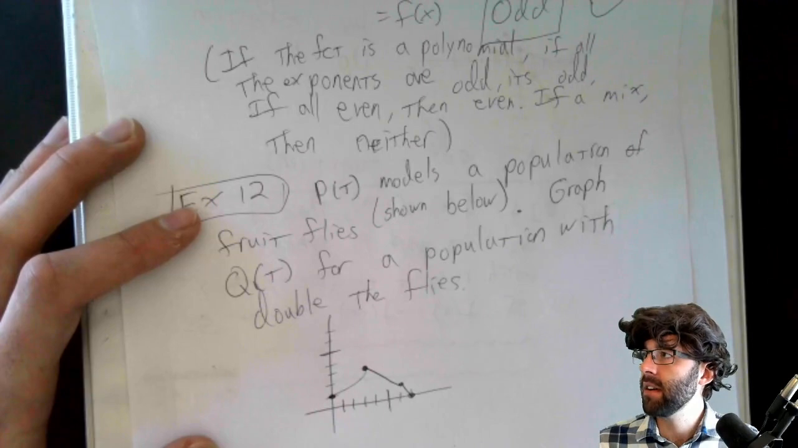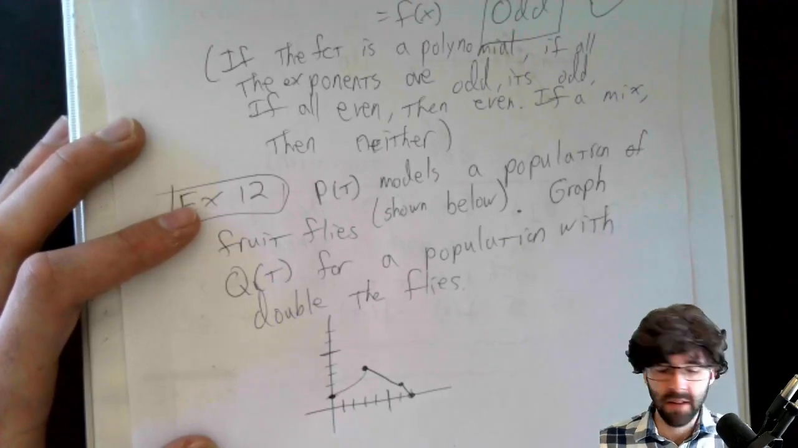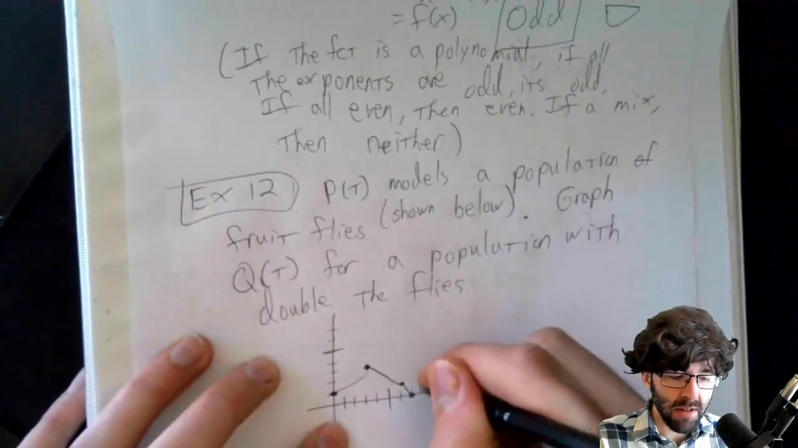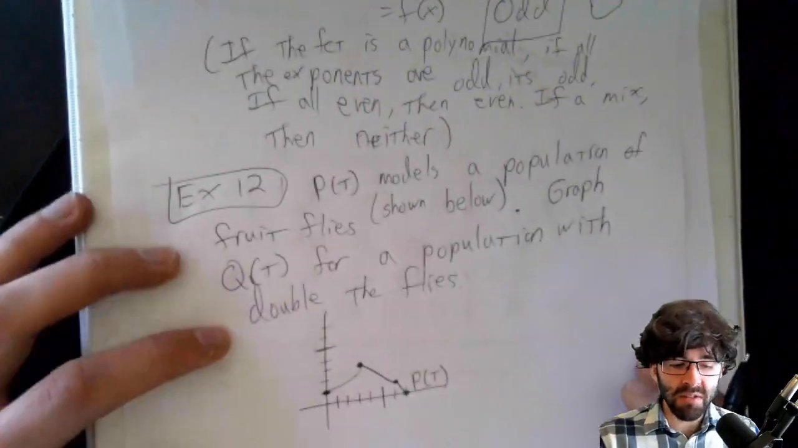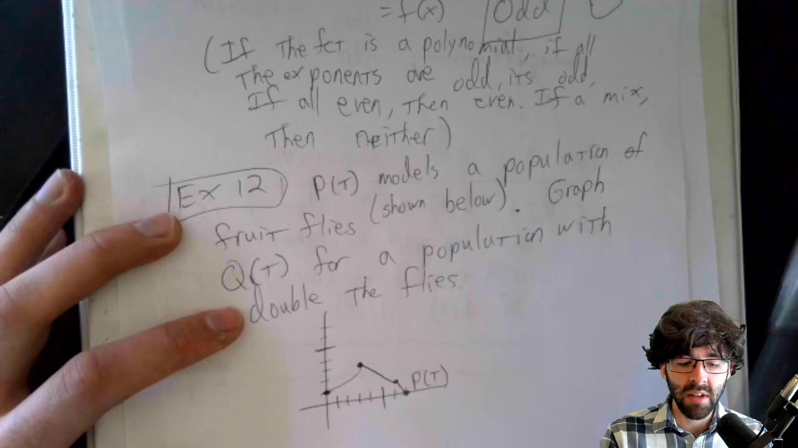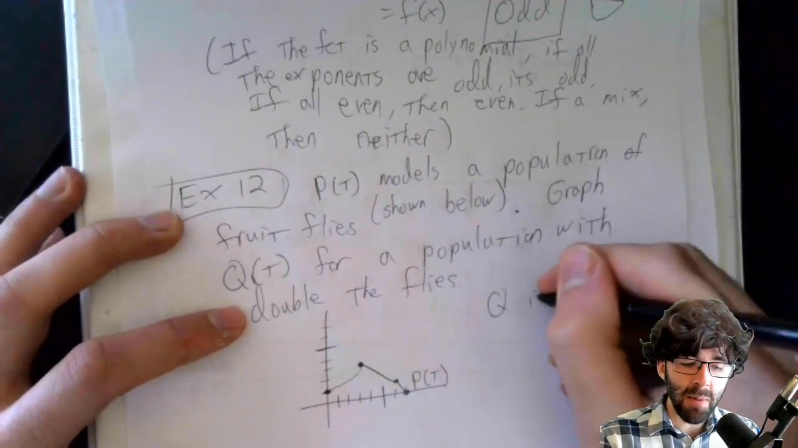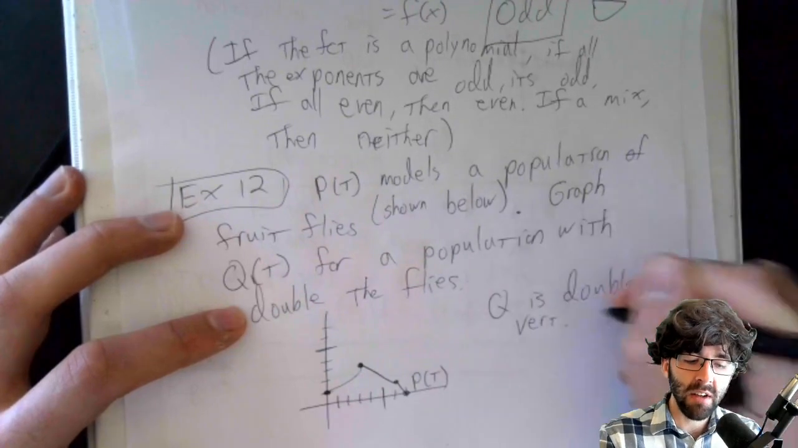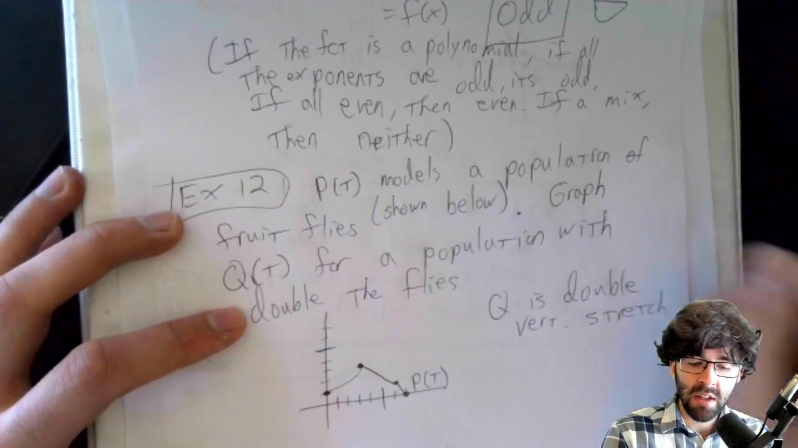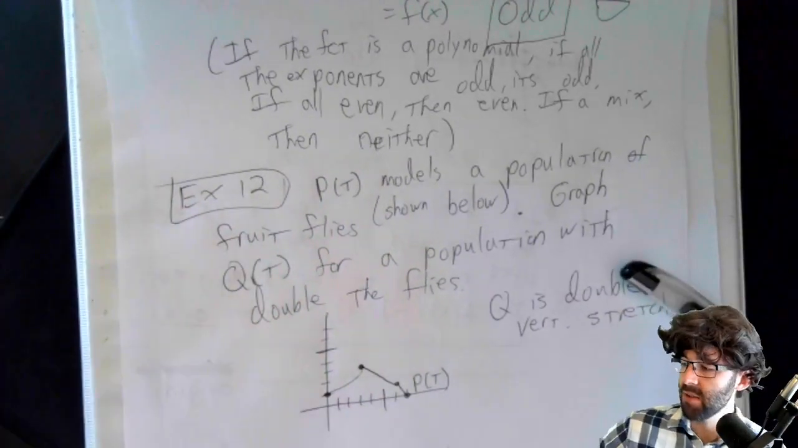All right. So this is P of t. So the question is, you need to graph Q of t, which is double the population. Again, so Q is double. Right, that's a vertical stretching. So we just stretch all those y values by 2.